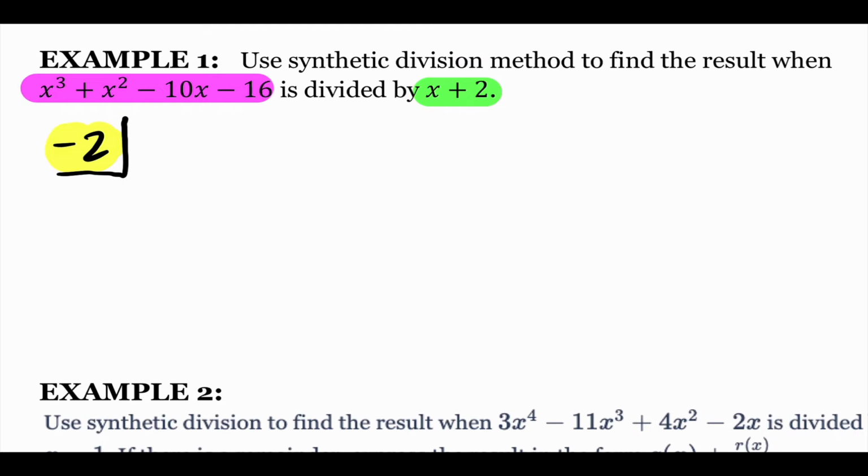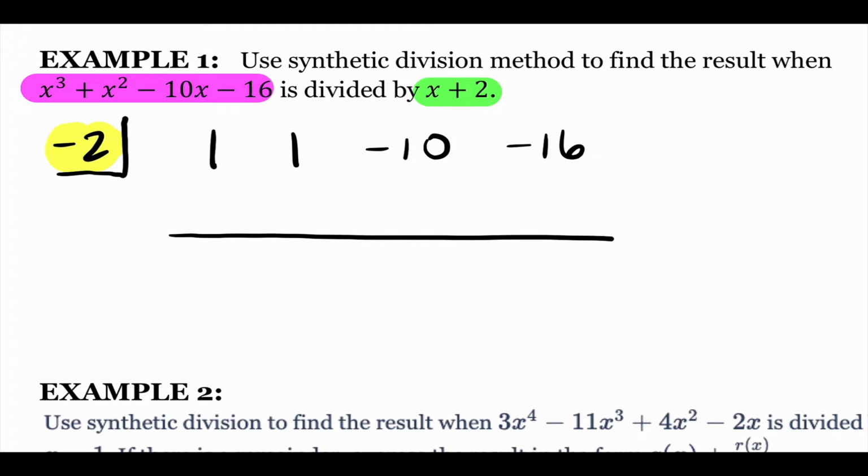The second thing that's different is I don't need x to the third, x squared, negative 10x, negative 16. I don't need to write all of those. I'm only going to write the coefficients, the numbers in front. So I'm only going to write the 1 in front of x cubed, the 1 in front of x squared, the negative 10 in front of x, and the negative 16. I just want the numbers. I don't want the x's and x squareds. I'll put them back in later, but for right now, I don't need them. And then I'm going to draw a line right here.